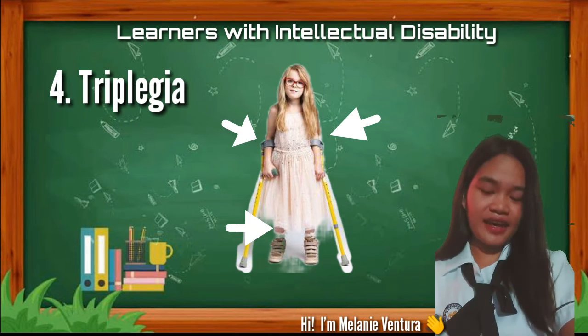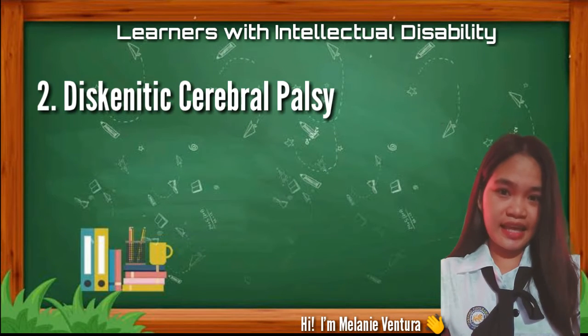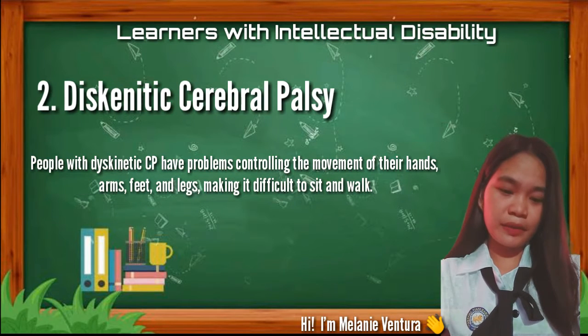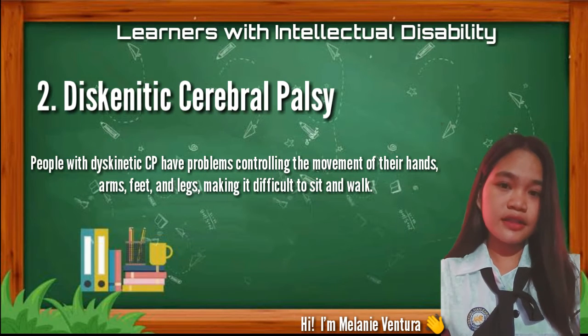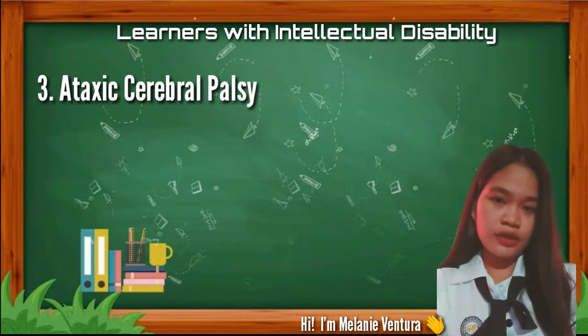Last is triplegia. Triplegia affects three limbs. This is extremely rare. And next is dyskinetic cerebral palsy. People with dyskinetic cerebral palsy have problems controlling movement of their hands, arms, feet, and legs, making it difficult to sit and walk. And the third is ataxic cerebral palsy.